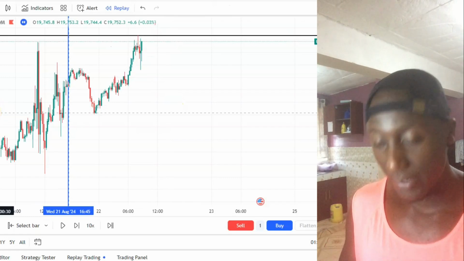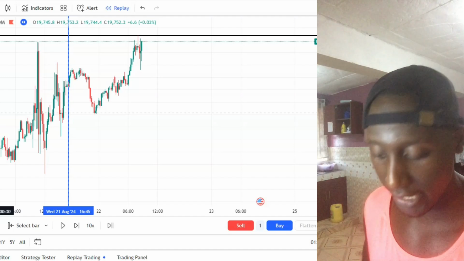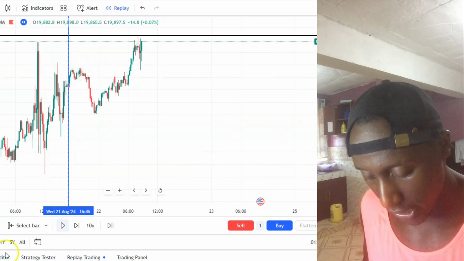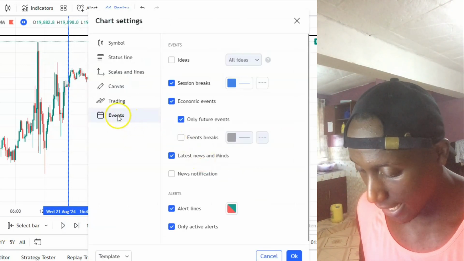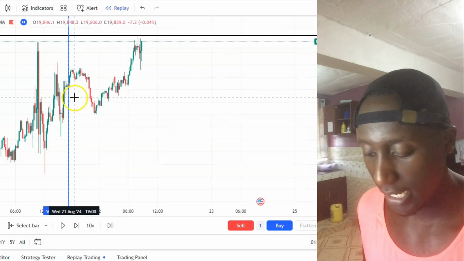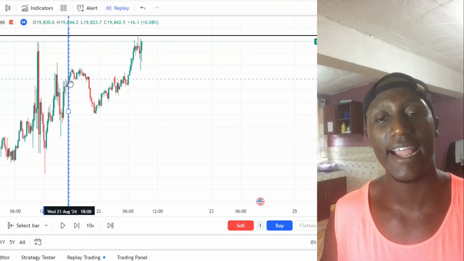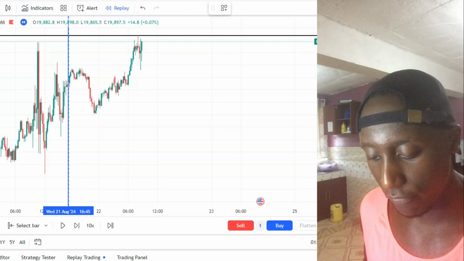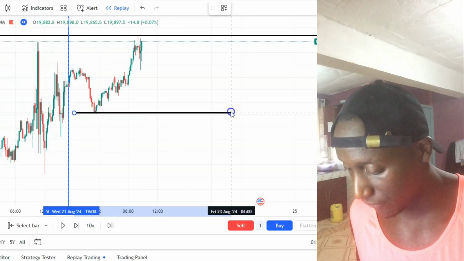The next step after time is drawing your high and low of the day. And so from where the price closed, and if you go to TradingView and settings, then go to events, then check that session breaks, it will give you the closing price. And once you see the closing price, you can accurately draw the high and the low of the day. So we have our high and then we have our low of the day down here. That is the second step after time.